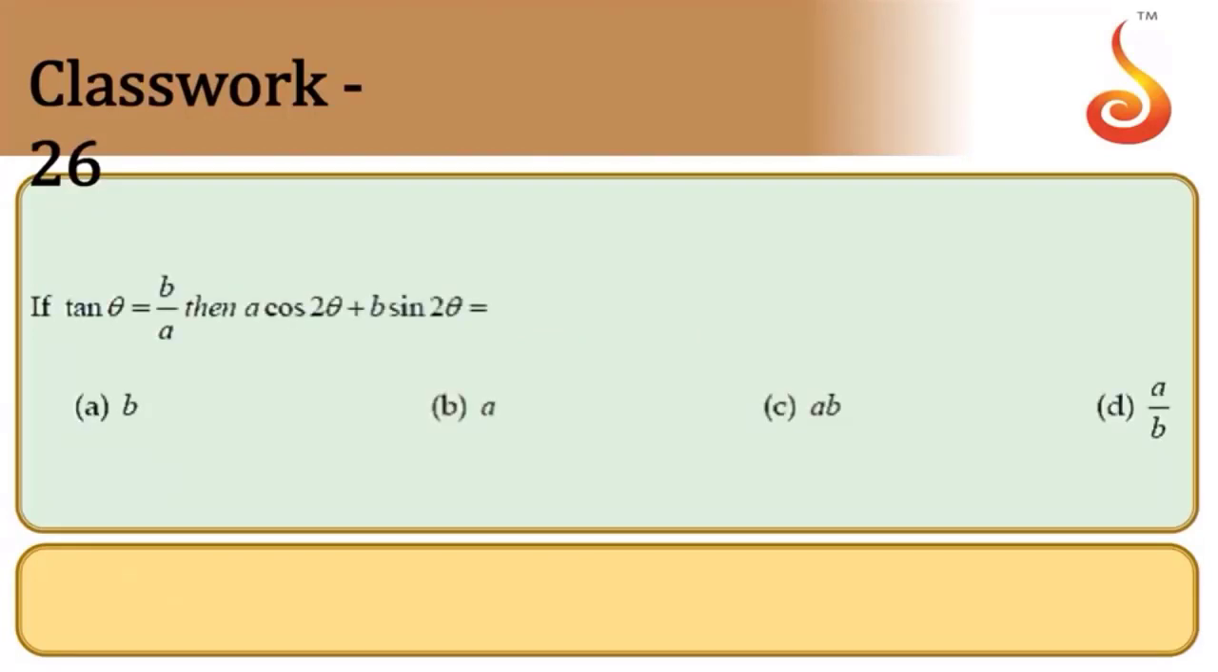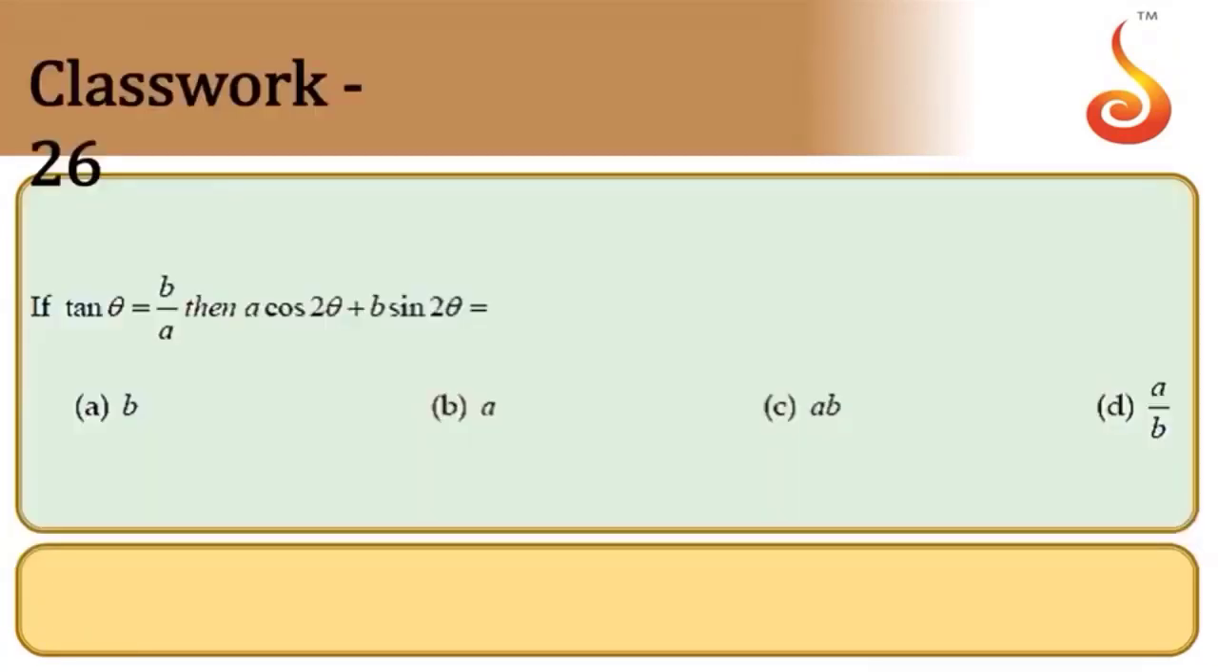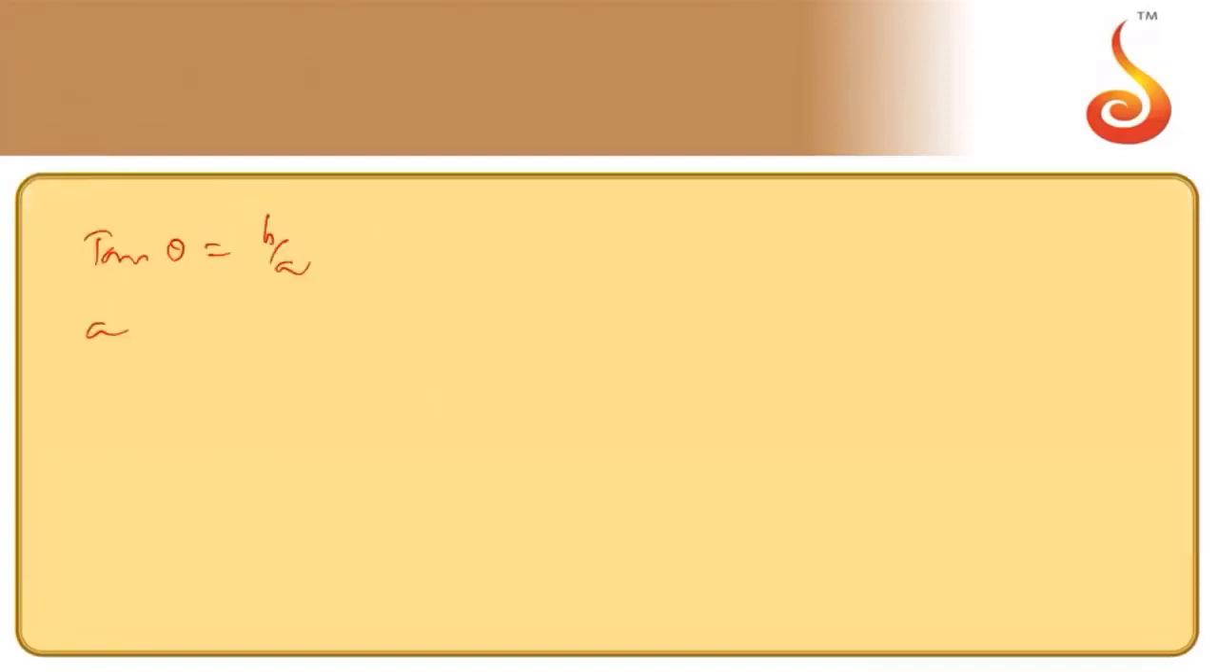Let me consider the 26th one. So tan theta is equal to b by a. Then what is a cos 2 theta plus b sin 2 theta? Why don't you express this in terms of the tan formula?